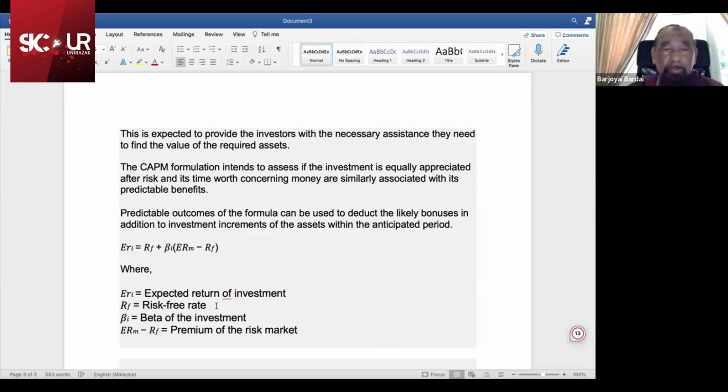So this is the capital asset pricing model. The complication is that we need to introduce beta, and we need to include beta in the consideration.